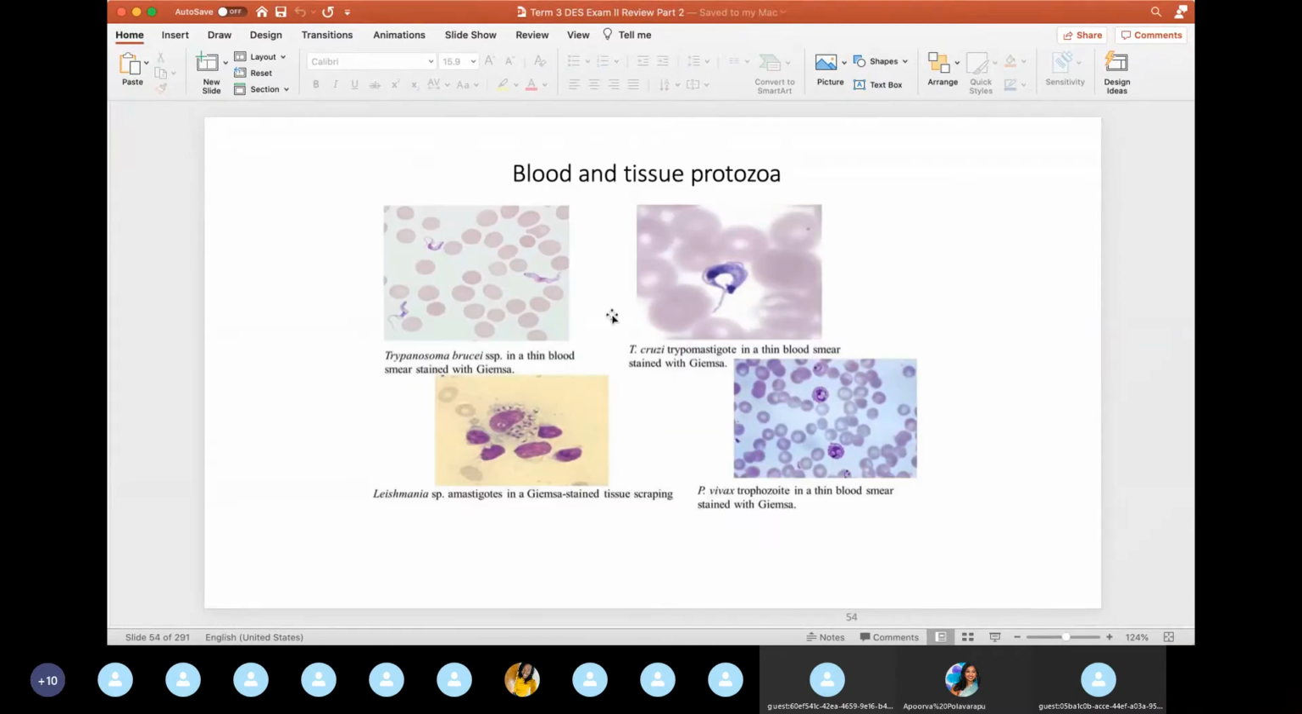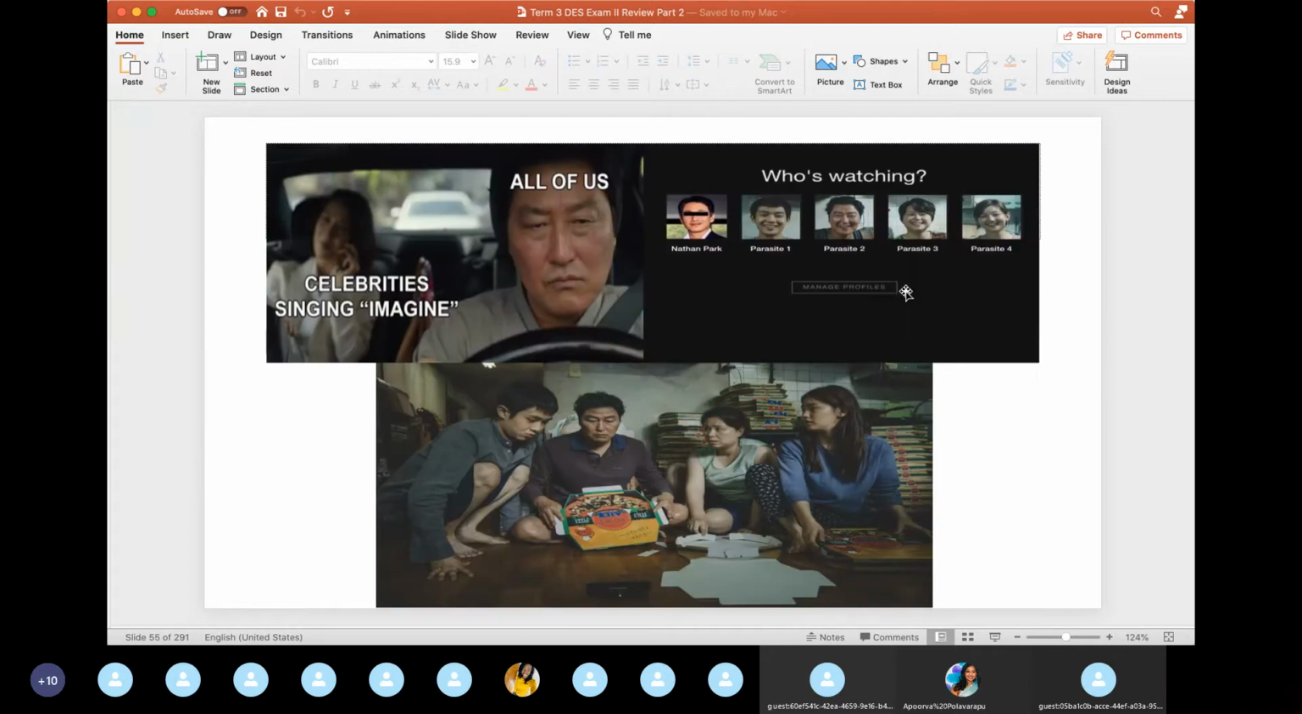Do I look at these pretty pictures? Do I need to know them? Yes, they might show you images, right? So this is a Trypanosoma brucei. This is Trypanosoma cruzi. You can see the trypomastigote in mammals now. Leishmania here, you can see the amastigotes, right, in mammals. And then this is a trophozoite for your Plasmodium vivax in a blood smear. I think next term we're gonna go deeper into these diseases. But for right now, please recognize the images because we're gonna give you images.